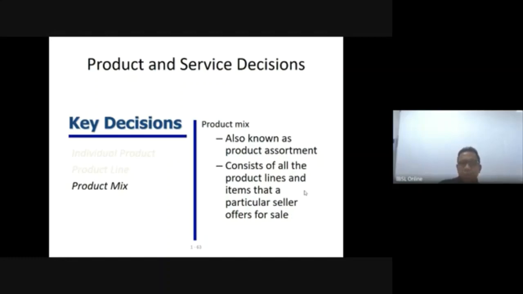And if you take a bank, in the bank's product range you have housing loan products, personal loan products, credit cards, business loans, internet banking products, and various import trade finance services. So these are called different product lines that a particular seller offers for sale.